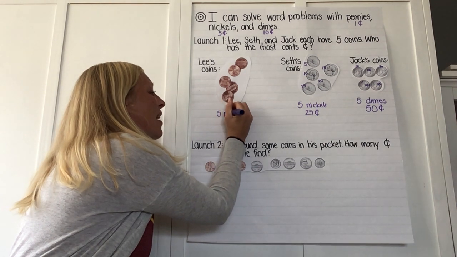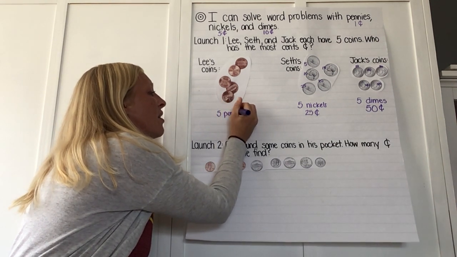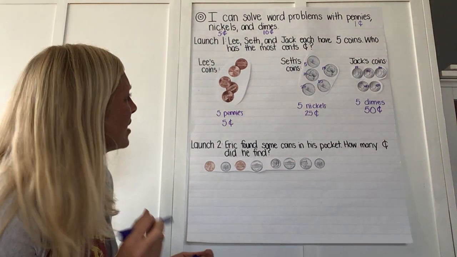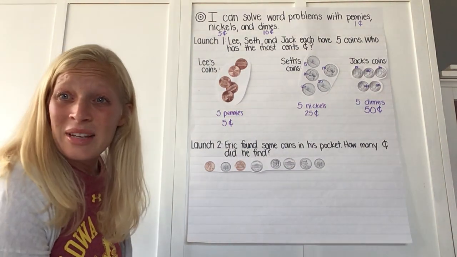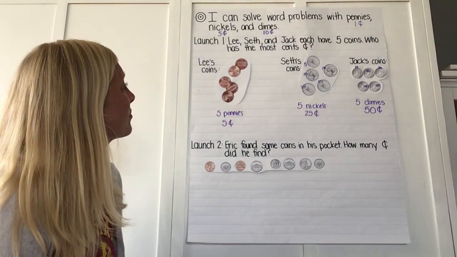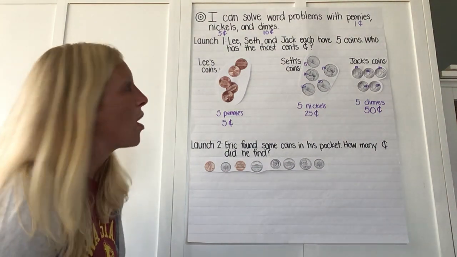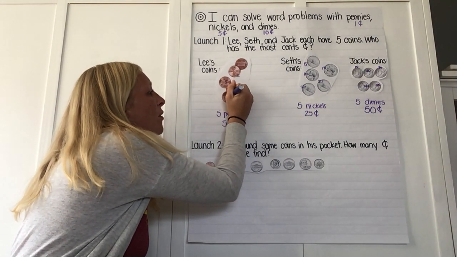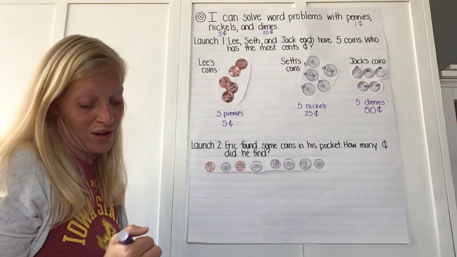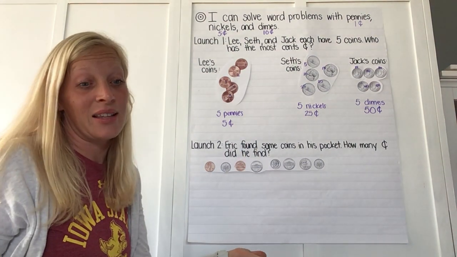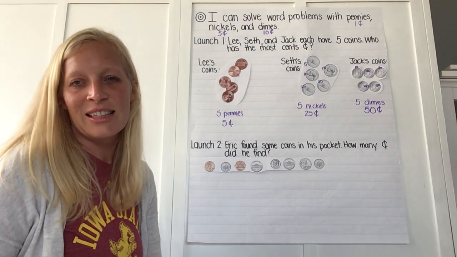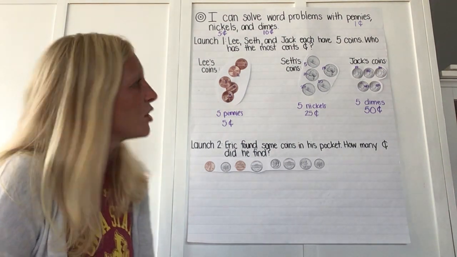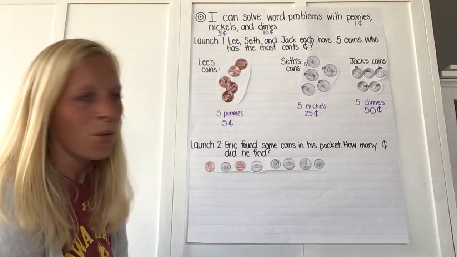Yes, our 5 pennies are worth 5 cents. Did we skip count with our pennies? Why didn't we skip count with our pennies? Because they're each worth 1. 1, 2, 3, 4, 5. If we had 15 pennies, we would have how many cents? 15 cents. If we had 50 pennies, how much would we have? 50 cents. So when we have our pennies, we just count them by ones.